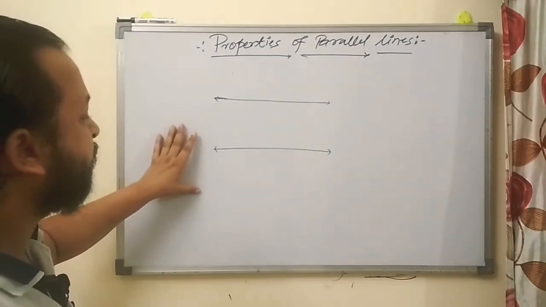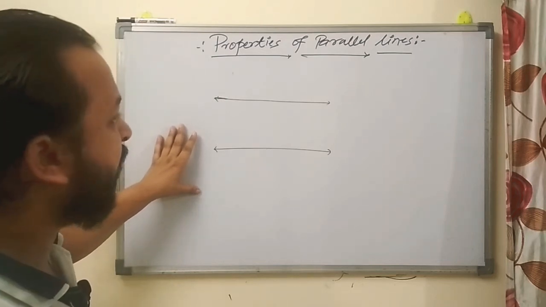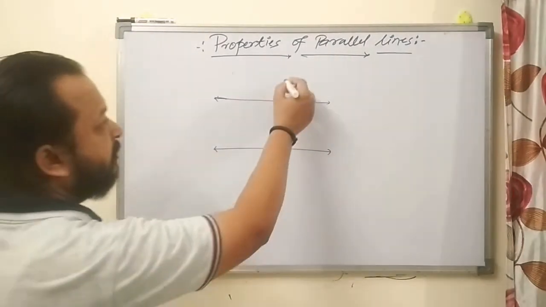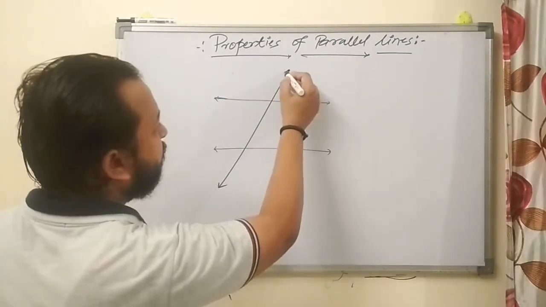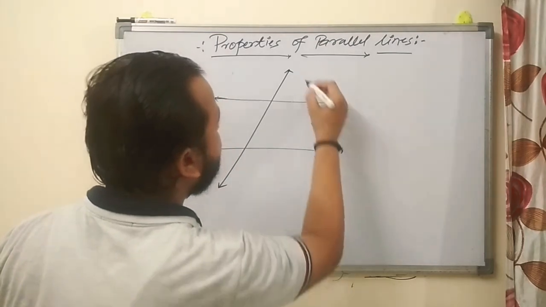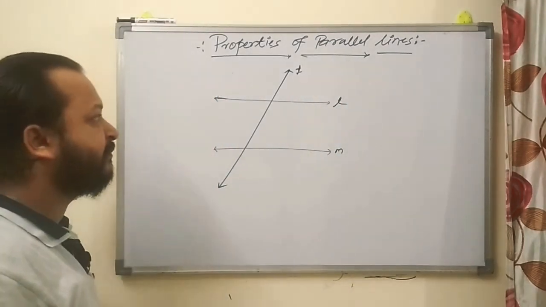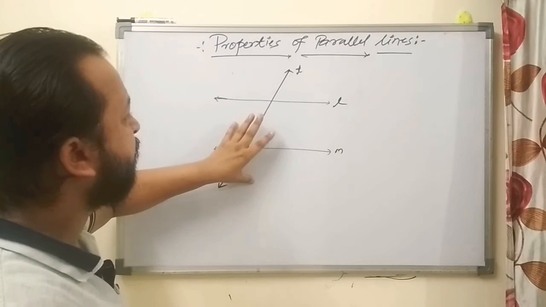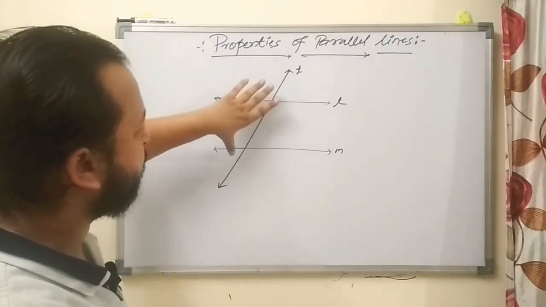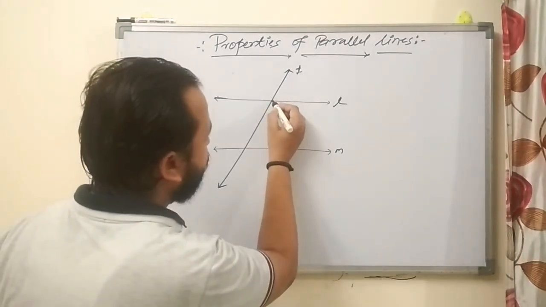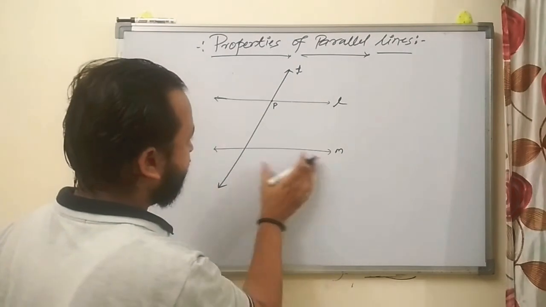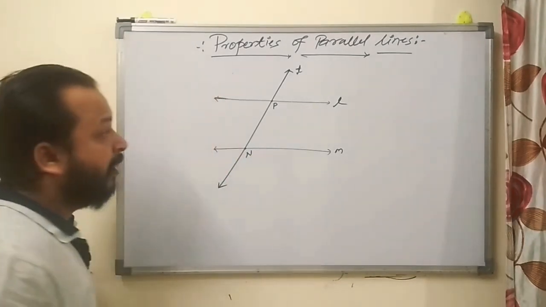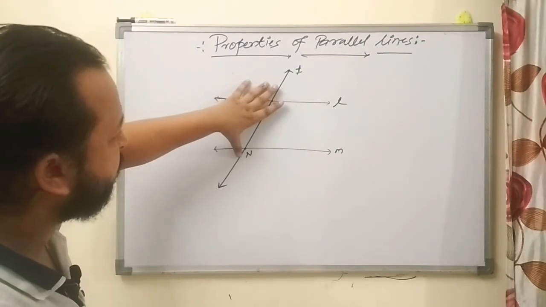Now we have to understand the transversal line also. Transversal line is a line which intersects both the parallel lines at different points. Right? Suppose this is line L, this is line M, and this is the transversal line, this is T, right? So now we have to understand that this is the transversal line, this cuts line L at this point, suppose this point is P, this transversal line intersects the line M at point N, suppose, right? So these are the two parallel lines and this line is the transversal line.